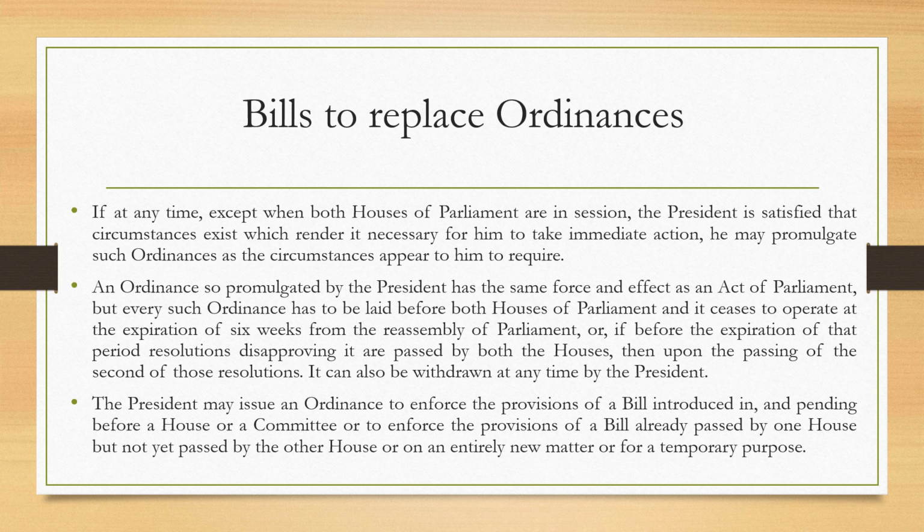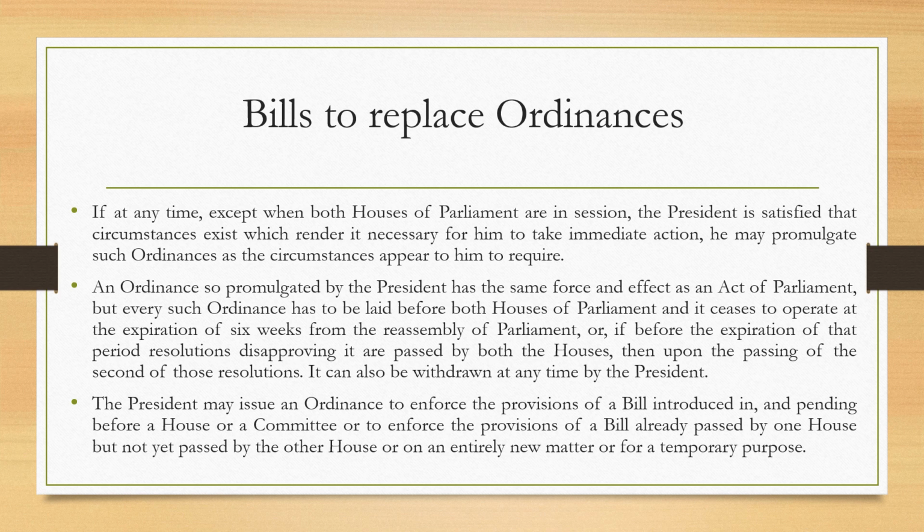So the rule goes something like this: if at any time, except when both Houses of Parliament are in session, the President is satisfied that circumstances exist which render it necessary for him to take immediate action, he may promulgate such ordinance as the circumstances appear to him to require. An ordinance so promulgated by the President or the Governor, as the case may be, has the same force and effect as an Act of Parliament.